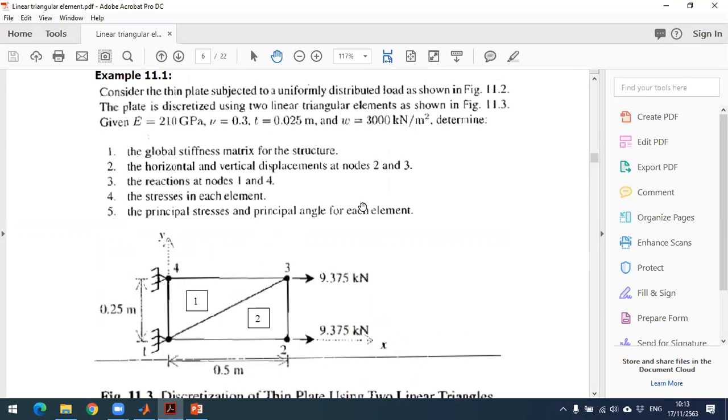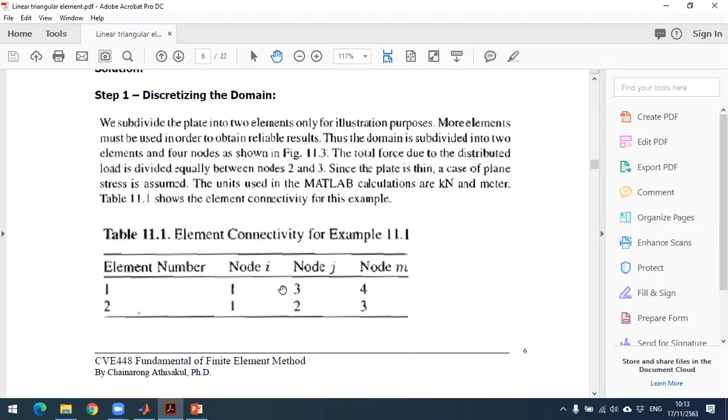For this problem, we define the nodes. This is node number 1, node number 2, node number 3, and this is node number 4. Then we identify this element as element number 1, and this as element number 2.